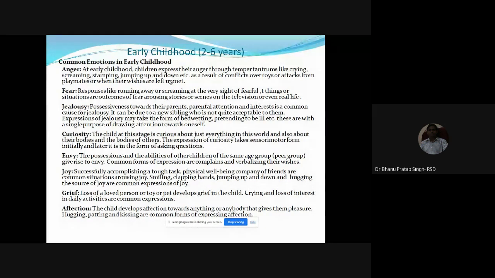Expression of jealousy may take the form of bed wetting, pretending, and being ill. And here the role of teachers and parents is needed. They should guide the child in a proper way to reduce the cause of jealousy, even to remove the emotion of jealousy.